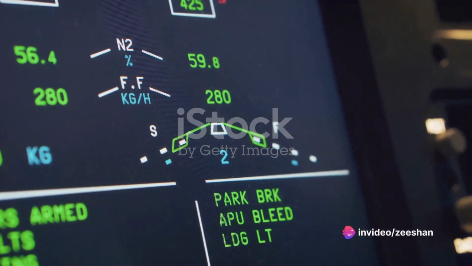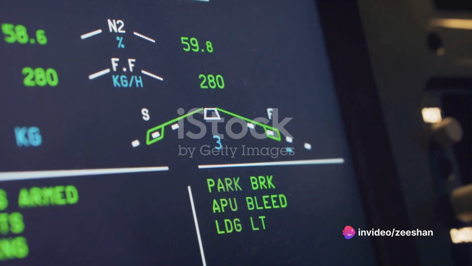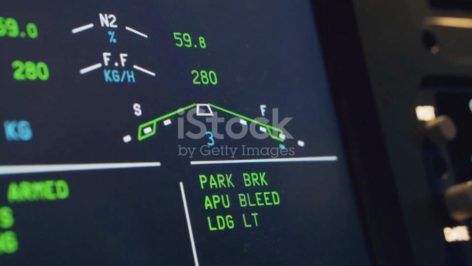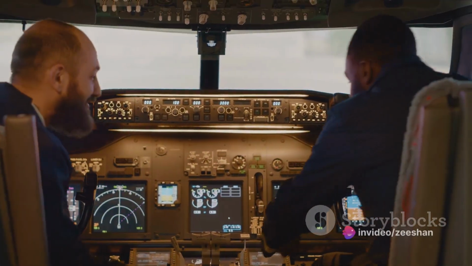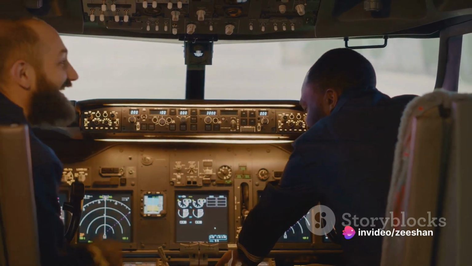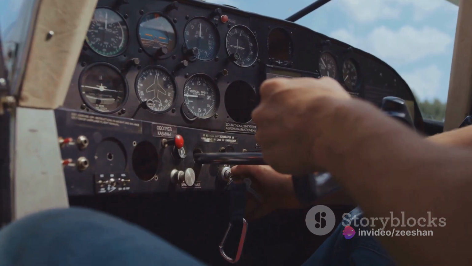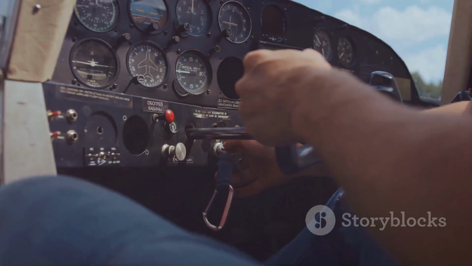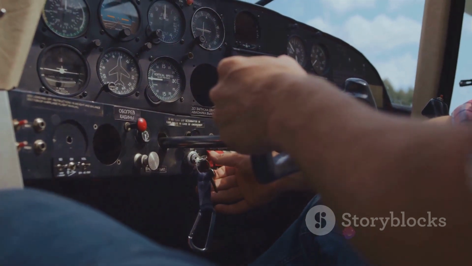As we've seen, the indicated airspeed, calibrated airspeed, equivalent airspeed, true airspeed, and ground speed all play pivotal roles in this dance. They are not just numbers on a dial, they are crucial aspects of the pilot's world, guiding their decisions from takeoff to landing. And here's the beautiful part. The world of aviation is not exclusive. It's a realm of knowledge open to anyone with the curiosity to explore it.